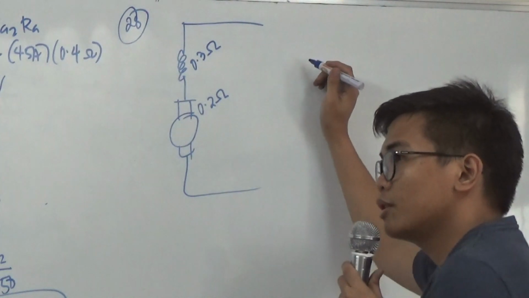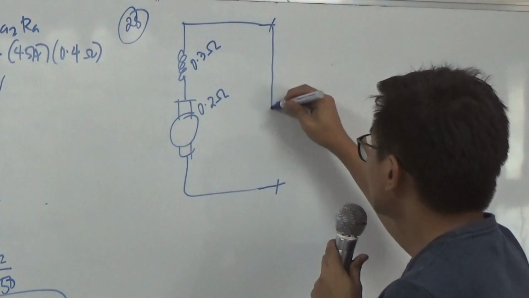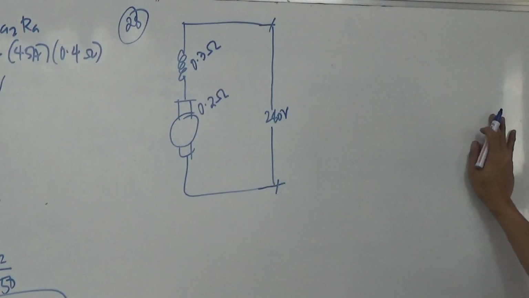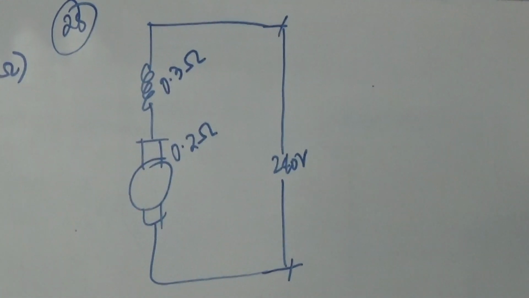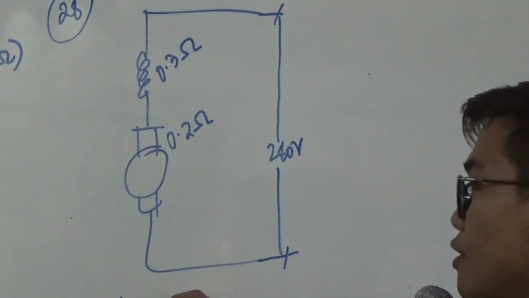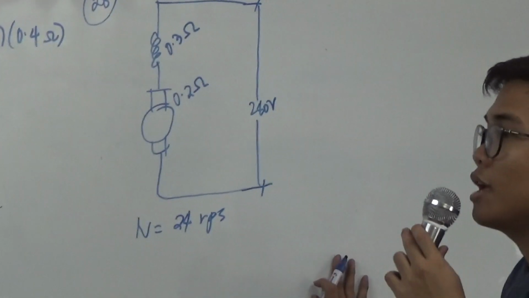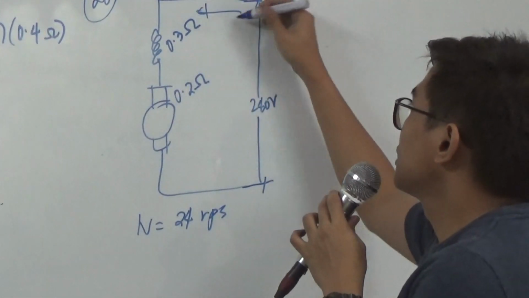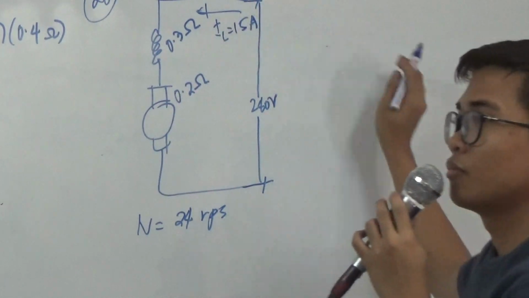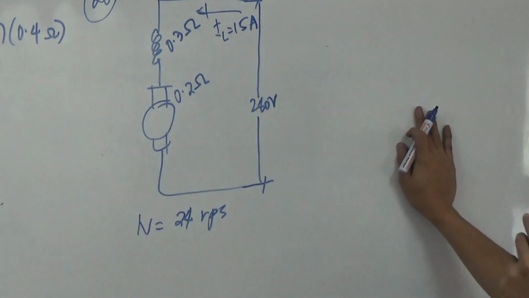It is connected to a 240 volt supply, and at a particular node runs at 24 revolutions per second, when drawing a 15 ampere supply. So determine the back EMF of this load.